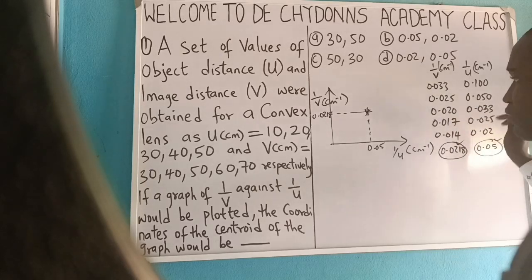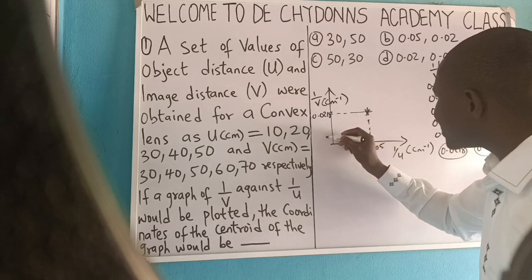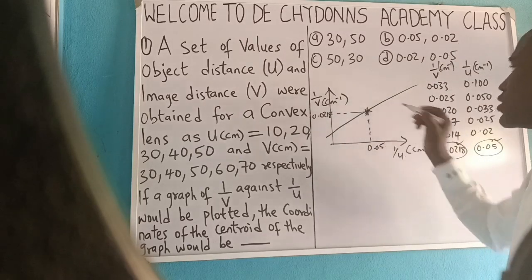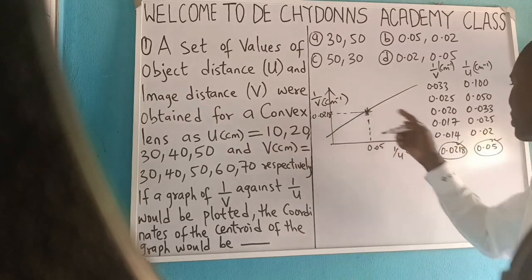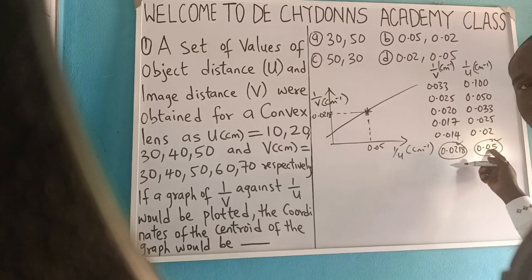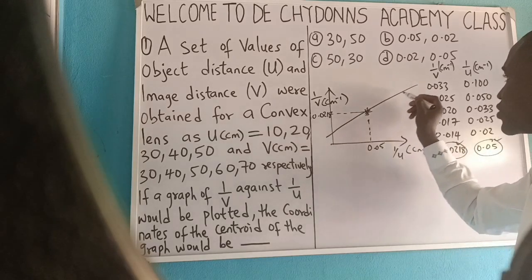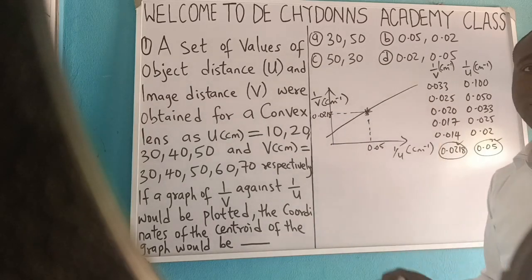After plotting all of them, the line of best fit must pass through the centroid. If the line of best fit didn't pass through this centroid, that is the meeting point of this and this, we will say that the line of best fit you got is wrong.